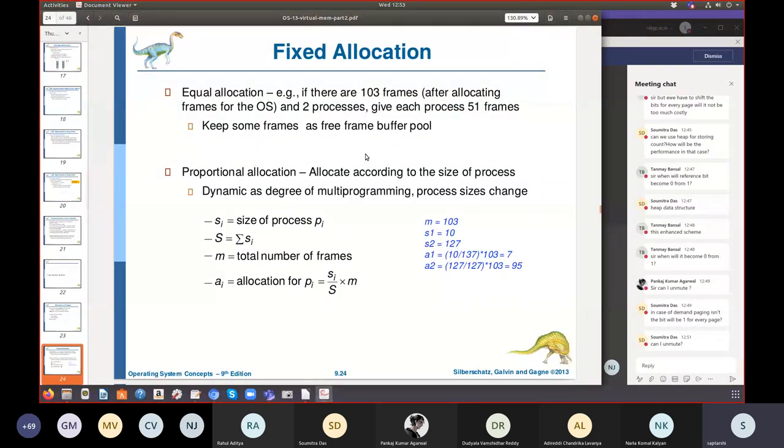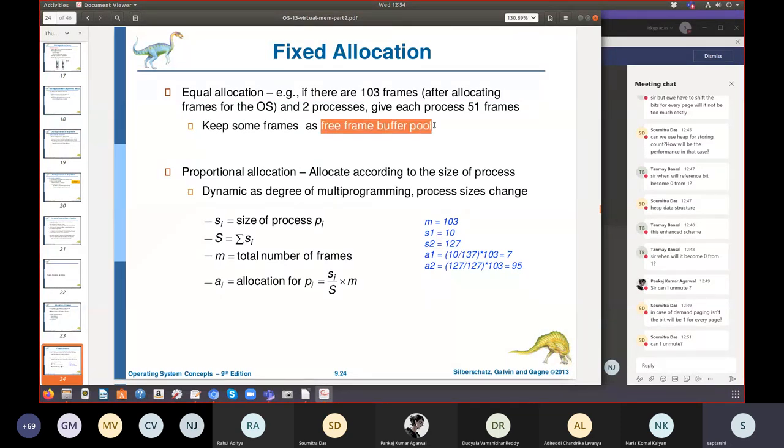Fixed allocation is equal allocation. So let's say after allocating frames for the OS, there are 103 frames and 2 processes. Give every process 51 frames. That would be 102, and 1 frame is kept in the free frame buffer pool. If you remember, a couple of classes back, we discussed the need for a free frame buffer pool, because when a process needs a page quickly, maybe with a copy-on-write kind of mechanism, this free frame buffer pool is used.